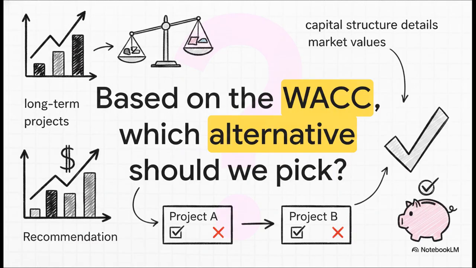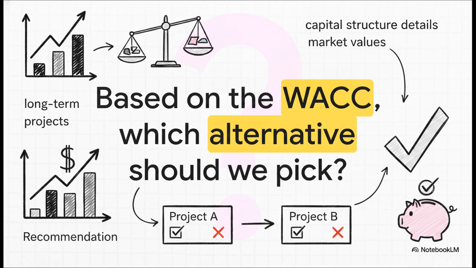Our third example dives straight into prospective analysis. The prompt gives you 2 different long-term projects and the company's capital structure details. And it asks, based on the weighted average cost of capital, which investment alternative should management choose? Notice the phrasing there. You have to calculate the cost of debt, factor in the tax shield, and find the weighted average cost of capital, the WACC, based on market values.